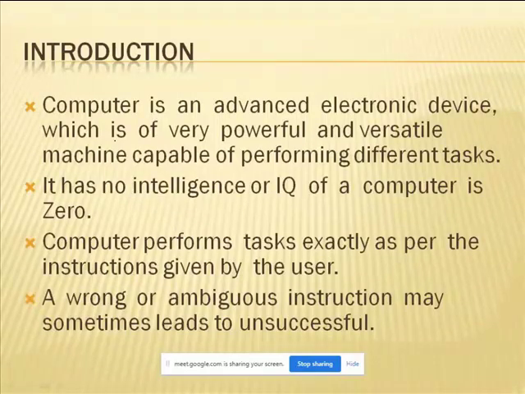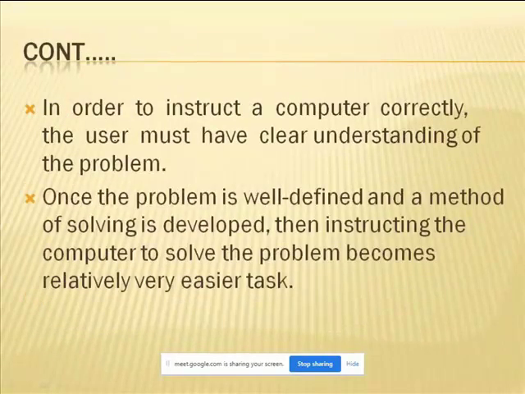Whether it is wrong or ambiguous, ambiguous is nothing but lacking clarity. Ambiguous means without clarity, and a wrong sentence is a wrong instruction also. An ambiguous instruction may sometimes lead to unsuccessful results. Unsuccessful means a wrong or ambiguous instruction automatically gives the wrong output. Once the user gets the wrong output, it doesn't mean that the task or work is unsuccessful based on the user's instruction.